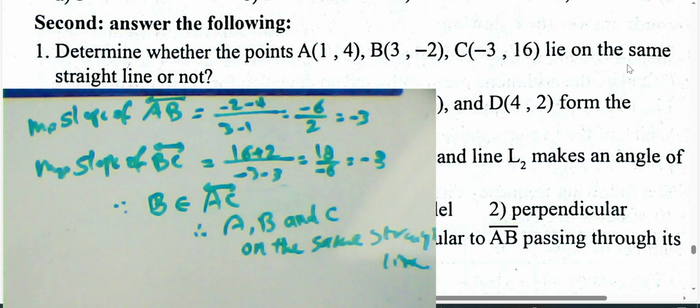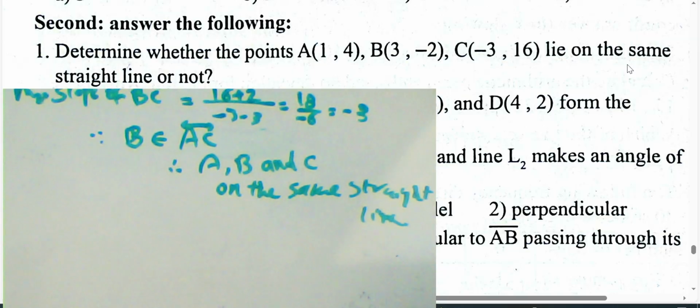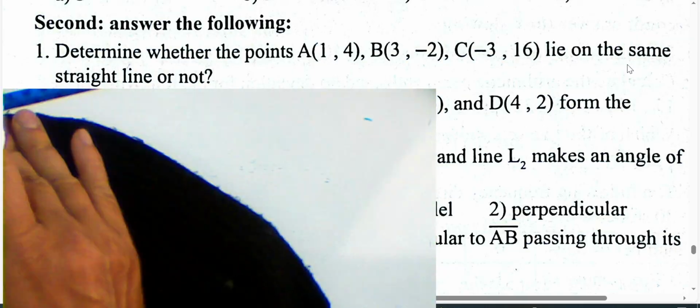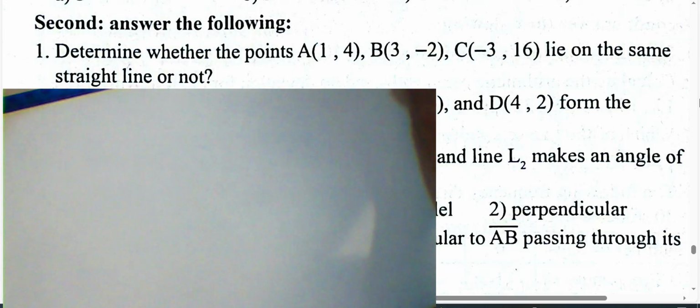Okay, A, B, and C are in the same straight line. Understood? Next question.